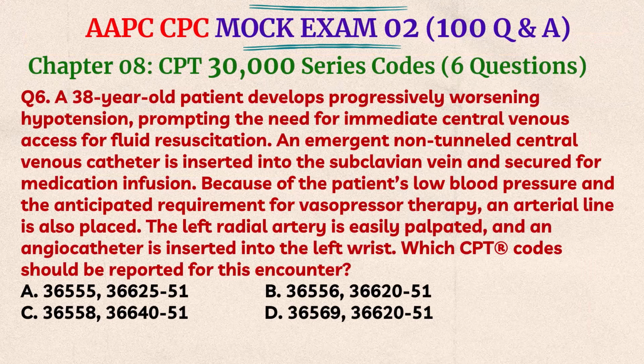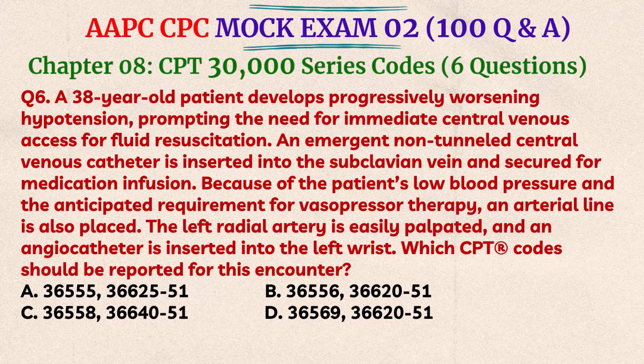Question number 6. A 38-year-old patient develops progressively worsening hypotension, prompting the need for immediate central venous access for fluid resuscitation. An emergent non-tunneled central venous catheter is inserted into the subclavian vein and secured for medication infusion. Because of the patient's low blood pressure and the anticipated requirement for vasopressor therapy, an arterial line is also placed. The left radial artery is easily palpated and an angiocatheter is inserted into the left wrist. Which CPT code should be reported for this encounter?